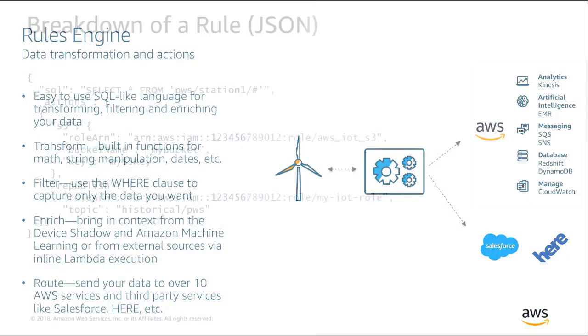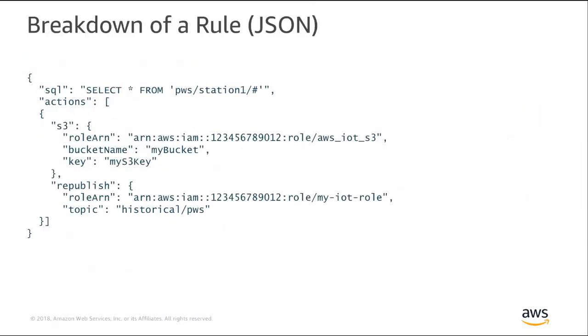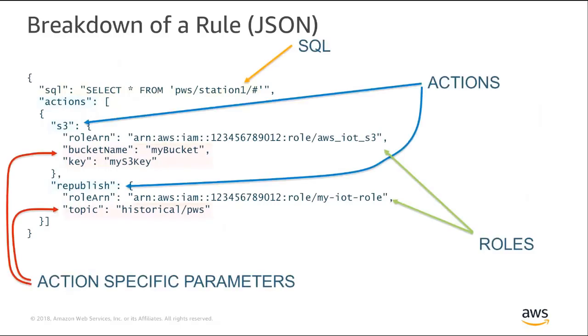Just to break down the syntax of a rules engine rule, we have the following attributes. On the very top, we have our SQL-like statement, where we will select some information from the payload and some information from a specific topic. Then we specify all our actions. In this case, we're going to route a message to S3 and put it in a particular bucket, or we're going to republish a message.